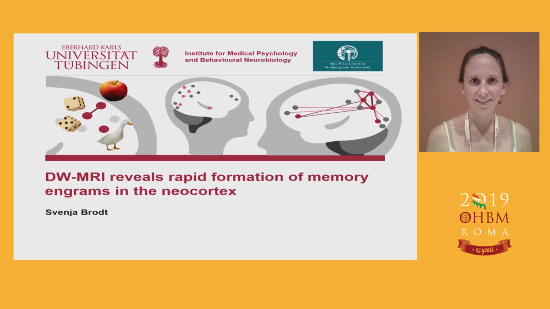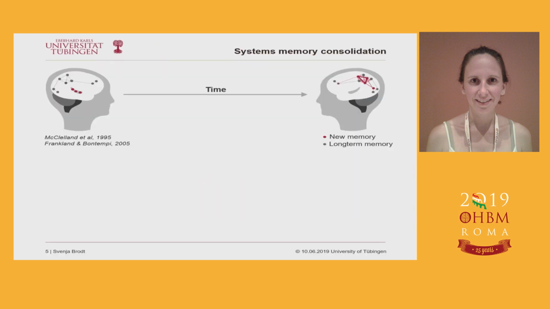As she already mentioned, I'm going to show data from a recent study to show how information derived from diffusion-weighted imaging can actually generate additional knowledge about memory formation and specifically consolidation in the human brain. So memory consolidation, the process of stabilizing newly acquired information, has traditionally been proposed to occur in two phases.